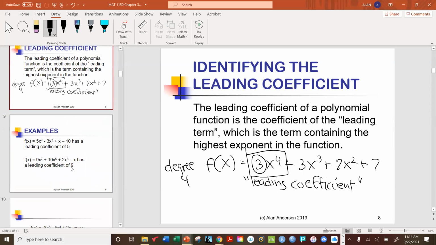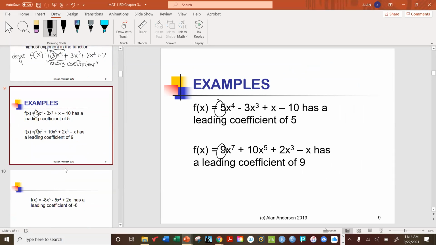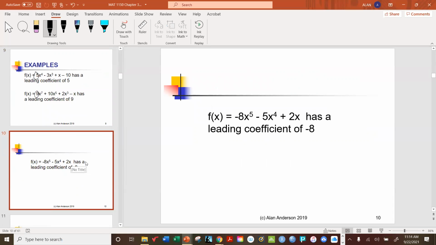Okay. So let's look at a couple of examples. So here, for example, the leading coefficient is clearly the 5. And here it is just the 9. So it's very nice and easy. If only the rest of it was this simple. Wouldn't we be happy? Yes. And then, of course, down here, this last one, the leading coefficient is -8. Nice.